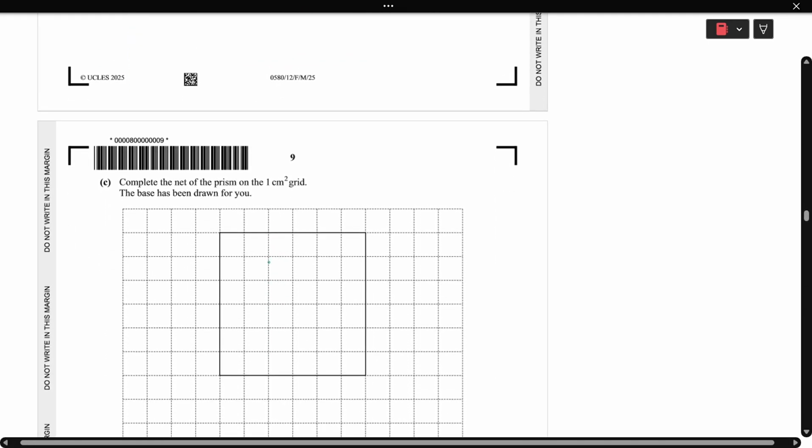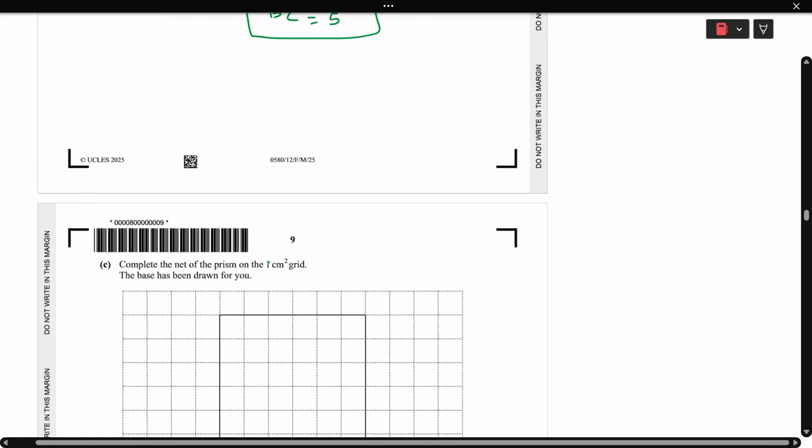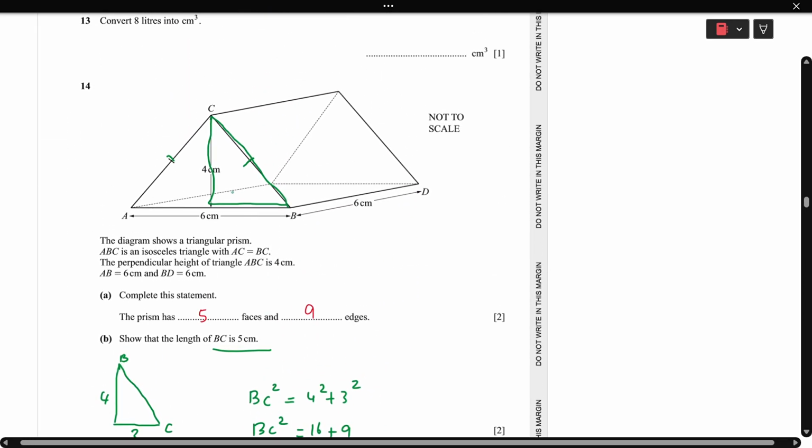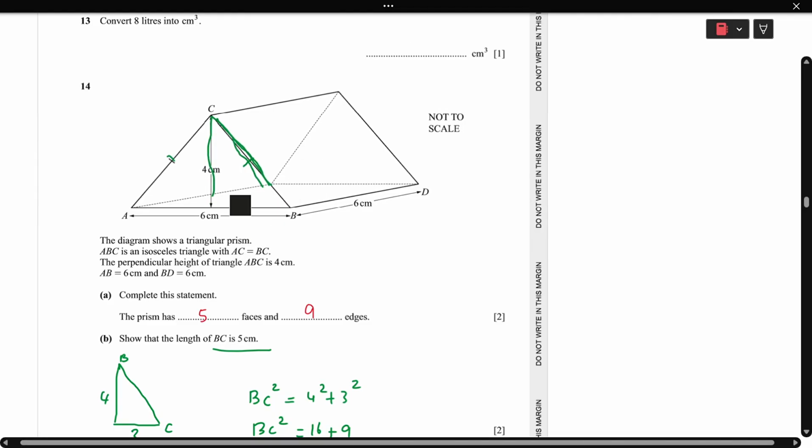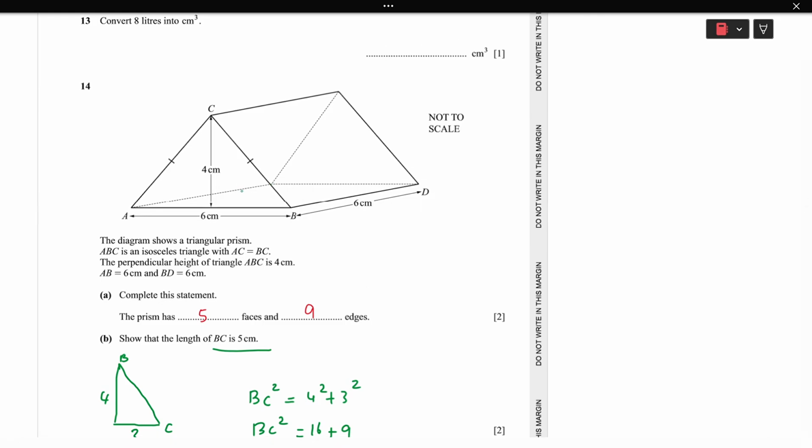Okay, so next complete the net of the prism. So this is the prism. So down one is a square, all the sides are 6, 6, 6. Okay, now we found out this is only 5 units. This is 5 units. Okay, I'll clear the screen. This is going to be 5 units, and here is 6 units. Okay, 5 units, and the height is going to be 4. Okay, here is 5, the length is going to be 4.